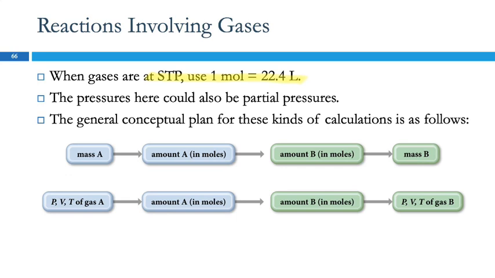When we're talking about pressures here, the pressures could be partial pressures. It'll work the same way. So the general plan here, the path, this is what we normally see: grams to moles to moles to grams. So again, the mole to mole part in the middle is always the same. Now at the beginning we might have pressure, volume, and temperature of a gas. We can use that information to find the moles. From the moles we can find one of those, the pressure, volume, or temperature of the gas.